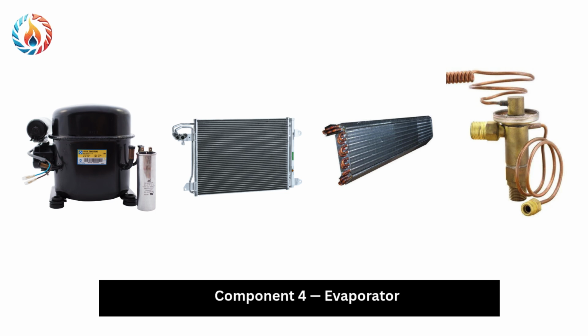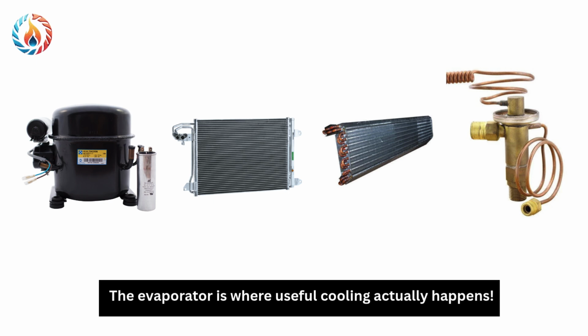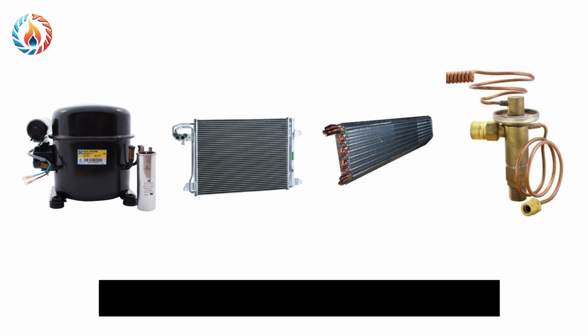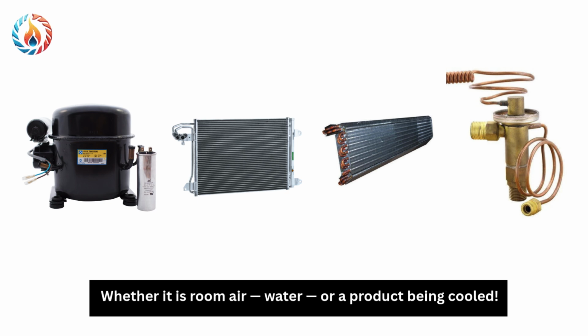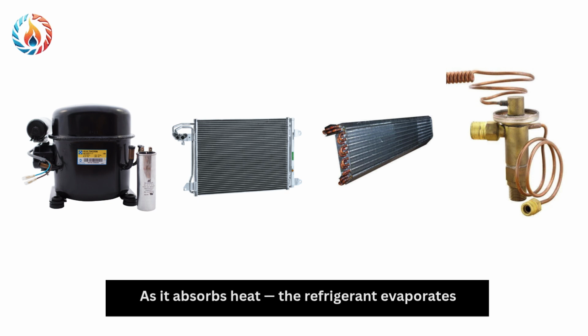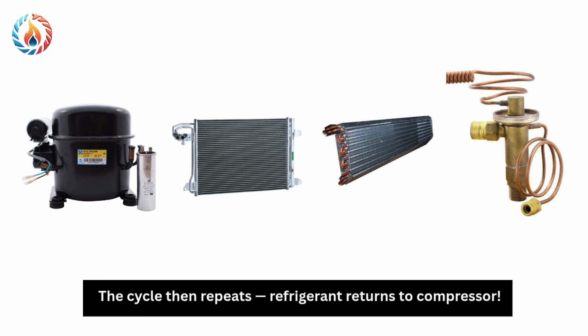Component 4. Evaporator. The evaporator is where useful cooling actually happens. Cold, low-pressure refrigerant enters the evaporator coil. The refrigerant absorbs heat from the surrounding space, whether it is room air, water, or a product being cooled. As it absorbs heat, the refrigerant evaporates, changing from liquid to low-pressure vapor. This heat absorption cools the room or space. The cycle then repeats. Refrigerant returns to the compressor.